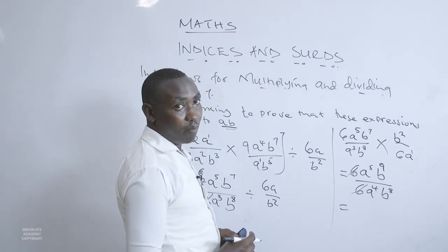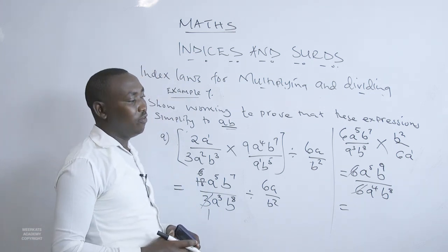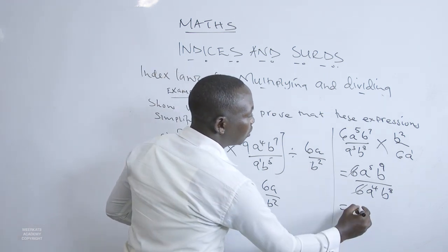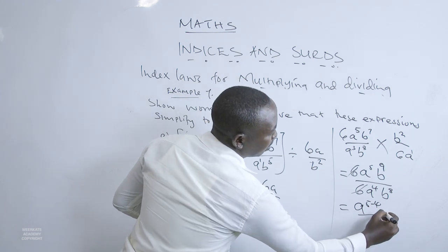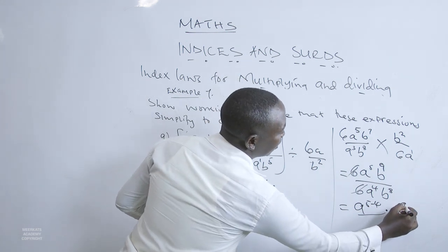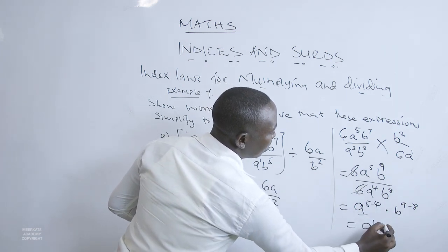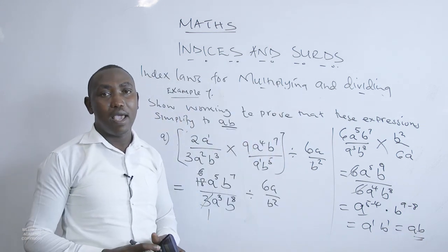So these will cancel off, and we're going to remain with a raised to 5, b raised to 9, divided by a raised to 4, b raised to 8, where we now apply the division law, where we subtract the powers. This is going to give us a raised to 5 subtract 4 multiplied by b raised to 9 subtract 8, which will give us a raised to 1 b raised to 1, which can be simplified as ab.